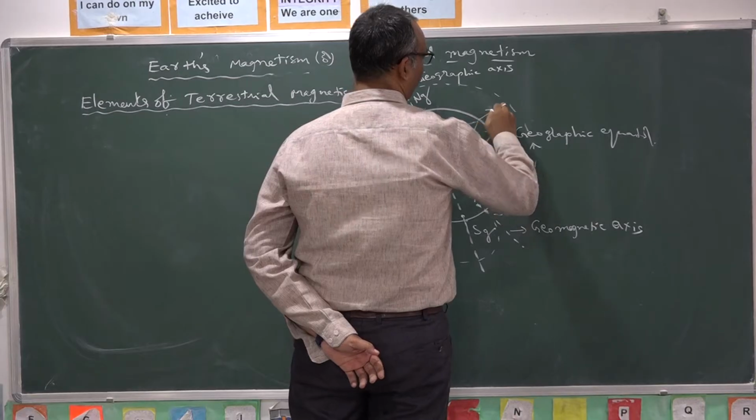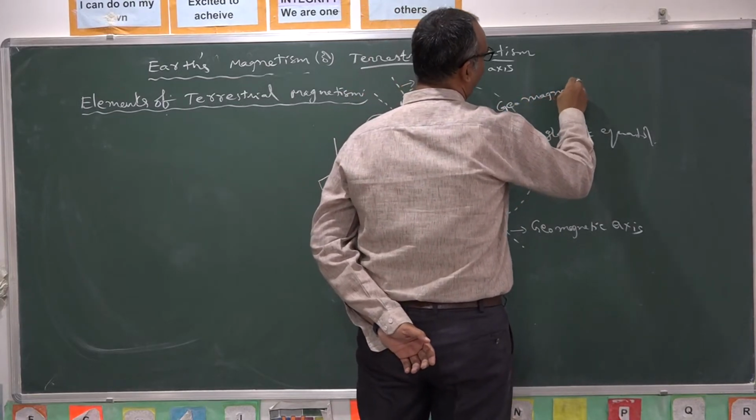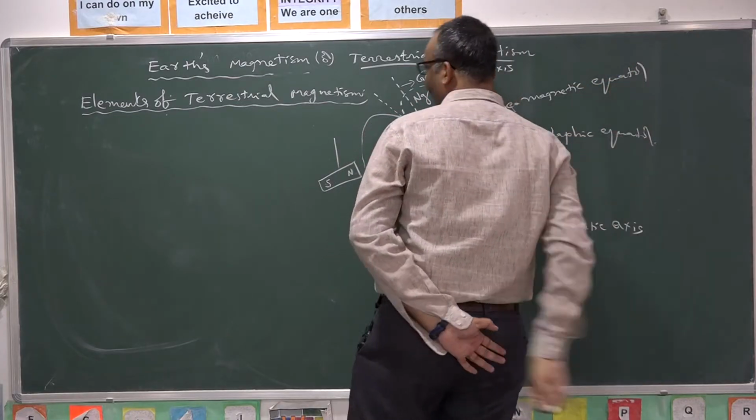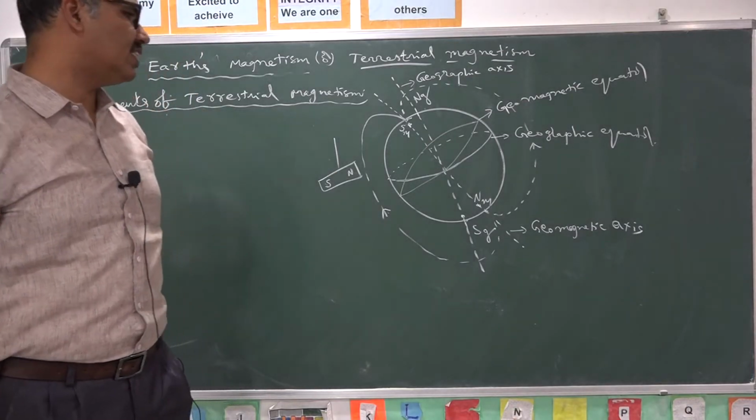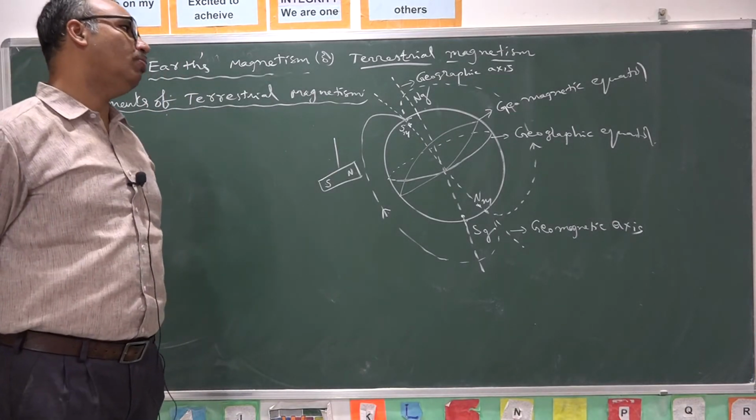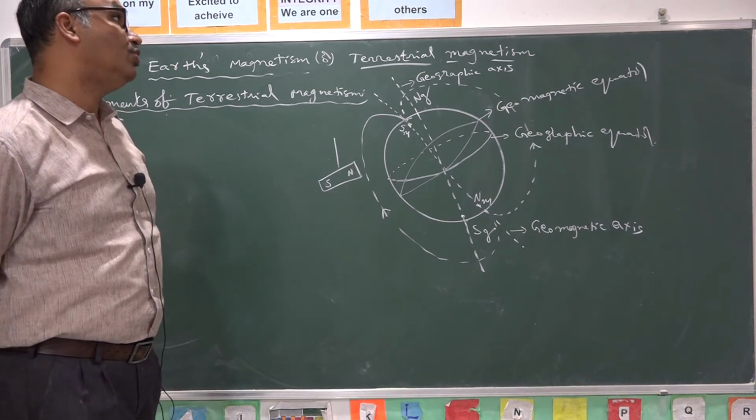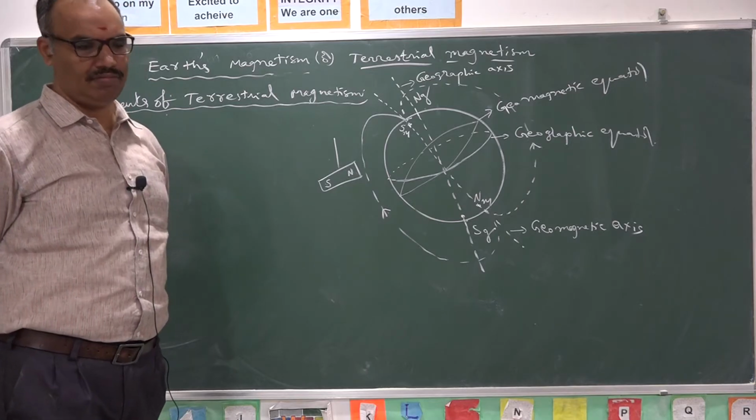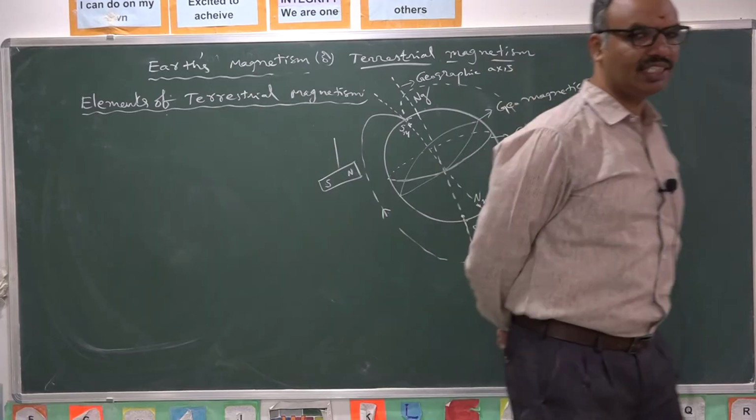This is called geomagnetic equator. We have two equators and two axes. One is geographic axis, another one is geomagnetic axis. Similarly, we have geomagnetic equator as well as geographic equator. So, two types of equators are there, two types of axes are there.